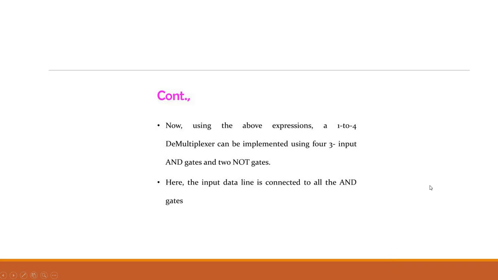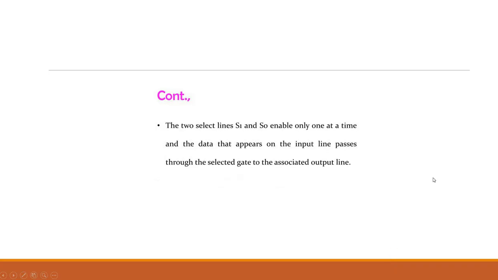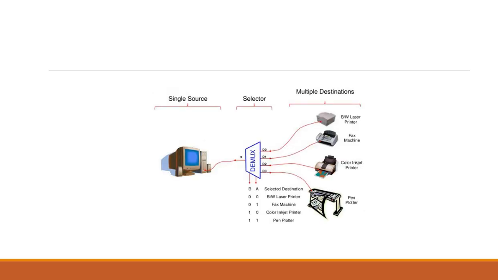Here the input data line is connected to all the AND gates. The 2 select lines S1 and S0 enable only one at a time, and the data that appears on the input line passes through the selected gate to the associated output line.